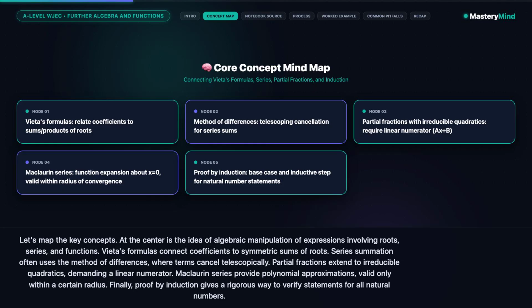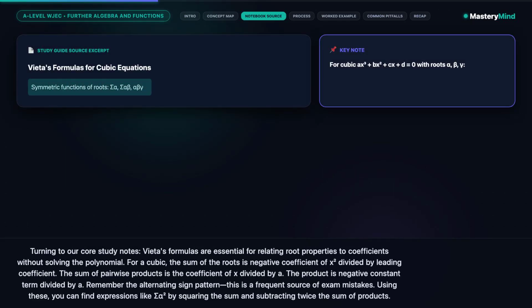Partial fractions extend to irreducible quadratics, demanding a linear numerator. Maclaurin series provide polynomial approximations, valid only within a certain radius. Finally, proof by induction gives a rigorous way to verify statements for all natural numbers.